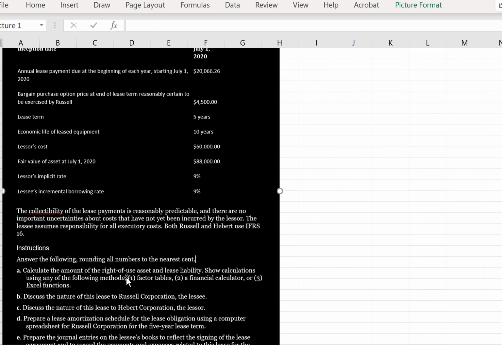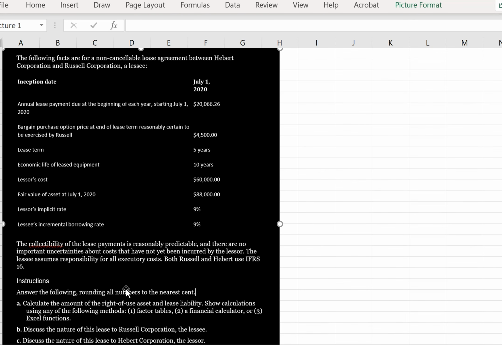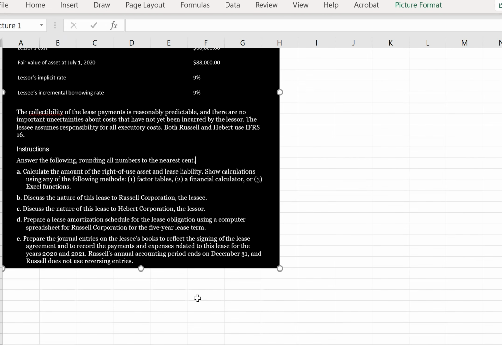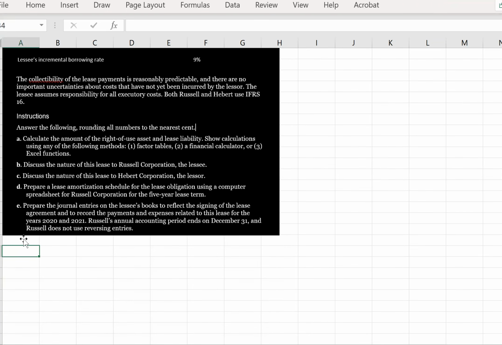So this is from the perspective of the lessee. So we are Russell, the lessee. So what is our right of use asset and our lease liability? Of course, the first thing we need to do is to calculate the present value of the lease payments.